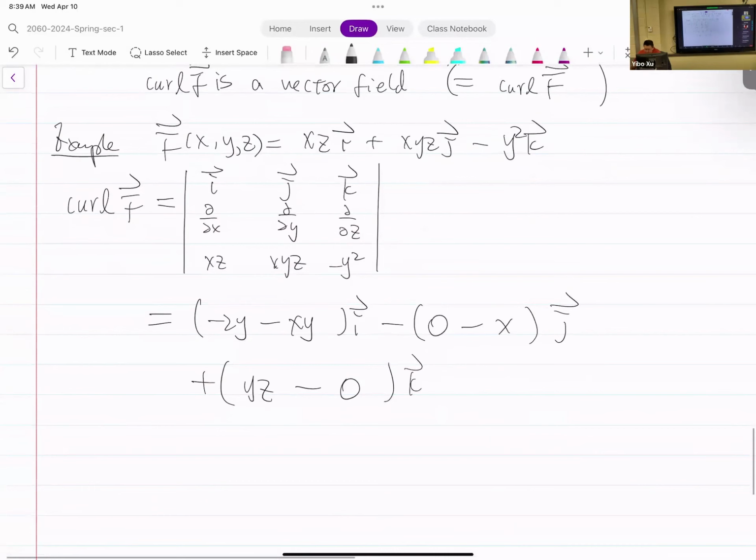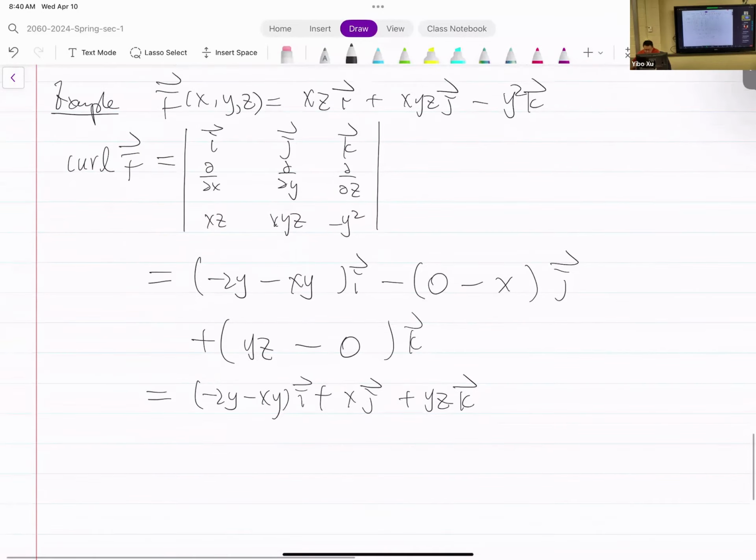So you can throw away those zeros, and that will make the expression a little simpler. So negative 2y minus xy i, plus x j, plus yz. Okay. So this is the vector field resulting from taking the curl of the original vector field. So far so good. Okay, now we have the vector field.